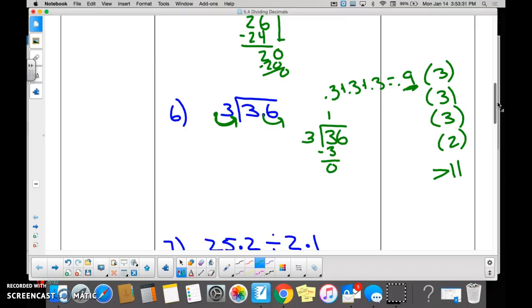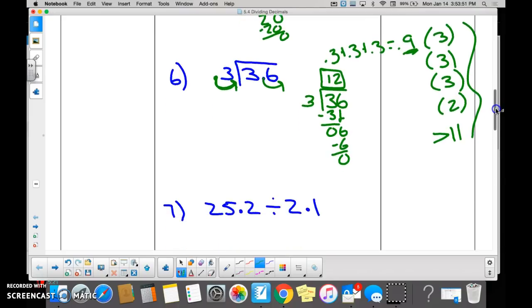Multiply them, get 0. Bring down the 6. 3 goes into 6 2 times. 2 times 3 is 6. You've got nothing left over. Your answer is 12. So your final answer for 3 and 6/10 divided by 3/10 is 12. 3/10 goes into 3 and 6/10 12 times. Again, my estimate proves that I'm probably right because I was pretty darn close.